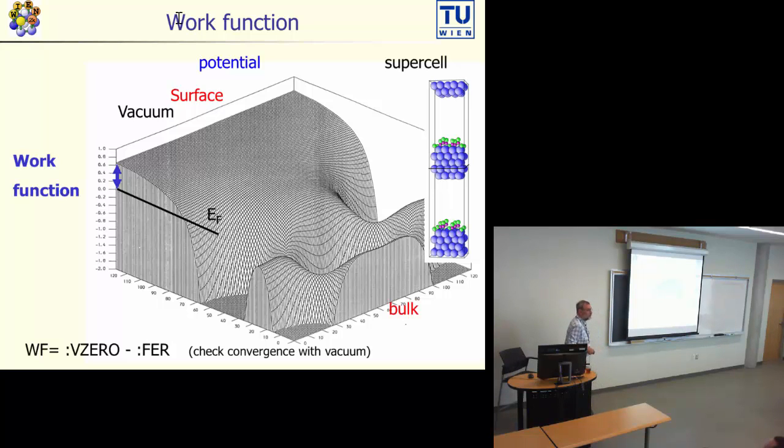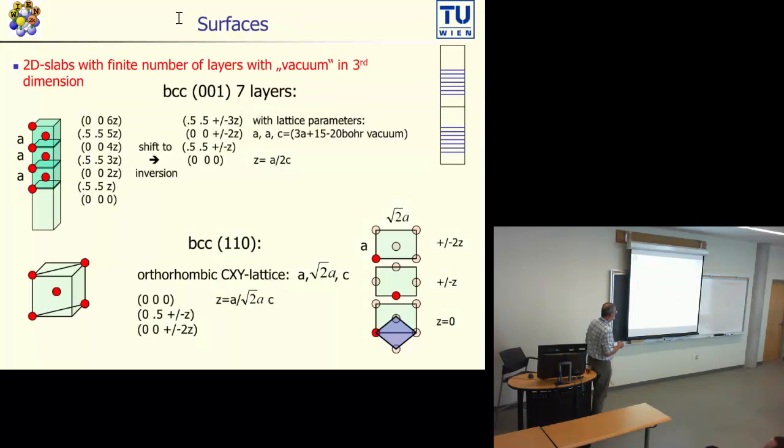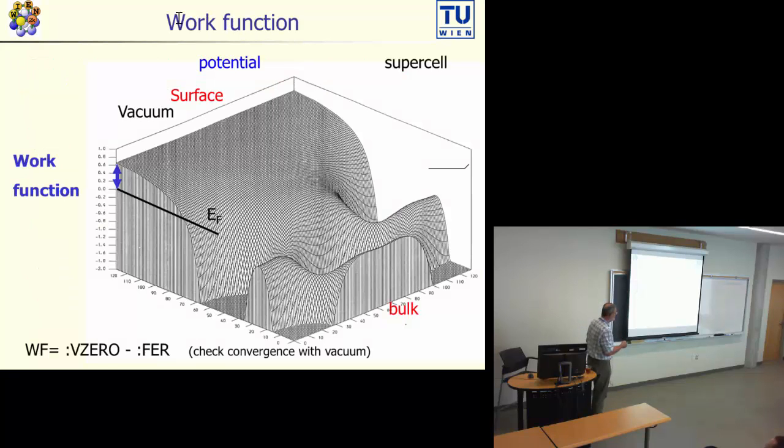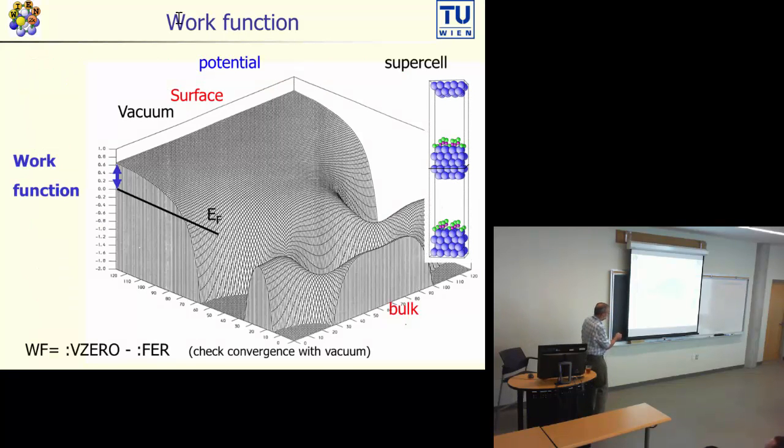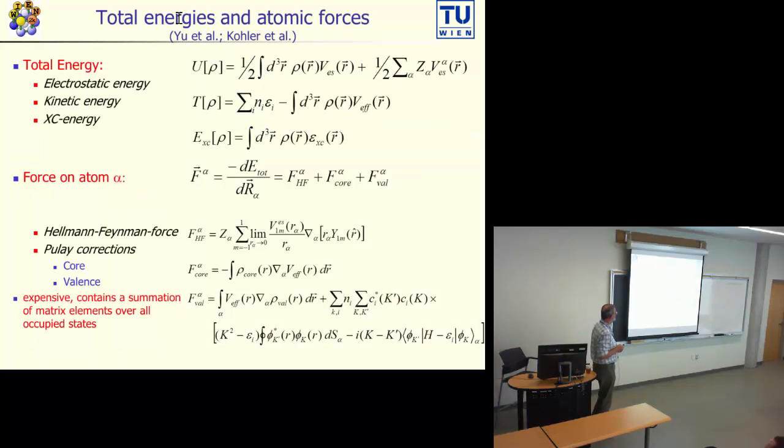Be careful with this number. You should check the convergence with the size of your vacuum. That means with the size, how much vacuum do I put here? Because in principle, this should go to infinity. You should have an infinitely large vacuum, which you of course never have. But you can easily converge this and test this number, whether it's converged when you make this vacuum a little bit thicker and you get the same numbers. Then your work function has been calculated.